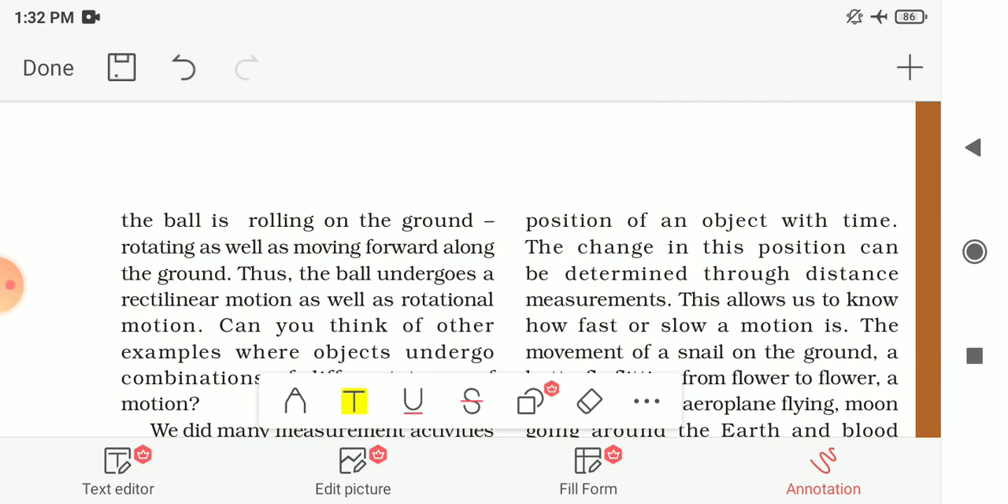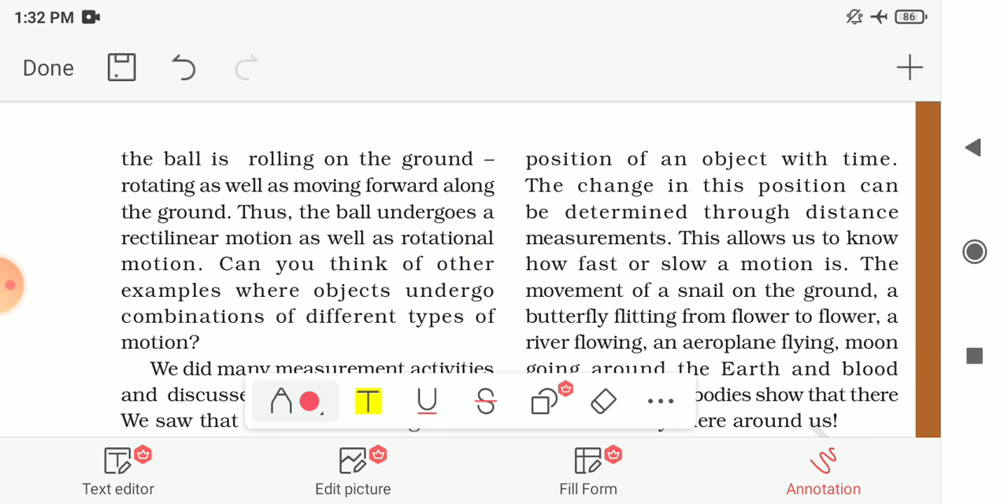Have you observed closely the motion of a ball along the ground? If you are pushing the ball on the ground, did you observe what the motion of this ball is? Here the ball is rolling on the ground, rotating as well as moving forward along the ground. That means the ball is rotating and it is also moving forward. So we can say that the ball undergoes a rectilinear motion as it is going forward, as well as rotational motion because it is rotating.